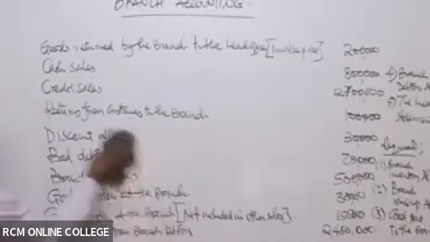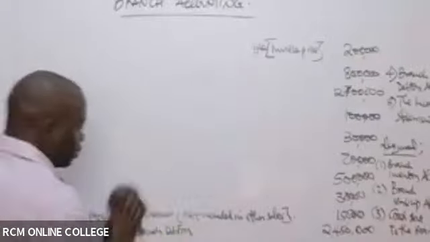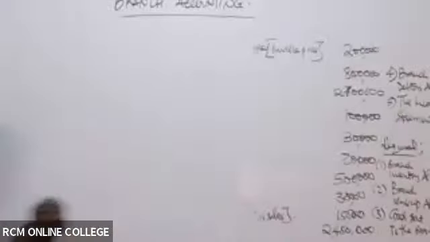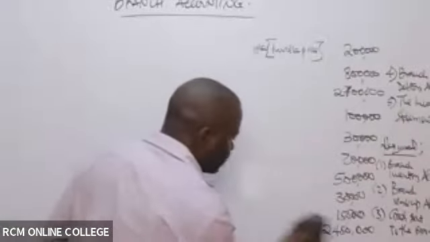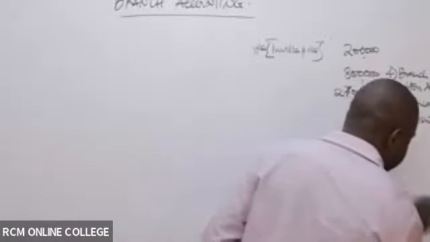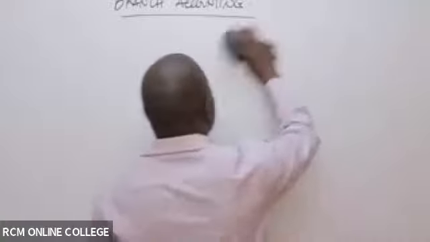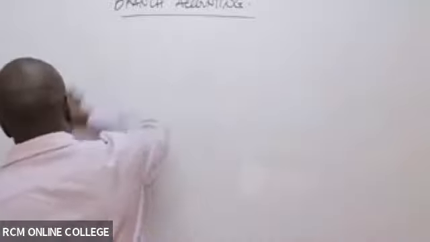I want us to start preparing those ledger accounts so that you see those journals we've talked about, how do you pass them? And how do you eventually come up with the income statement for the branch?